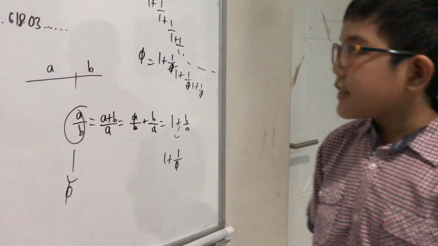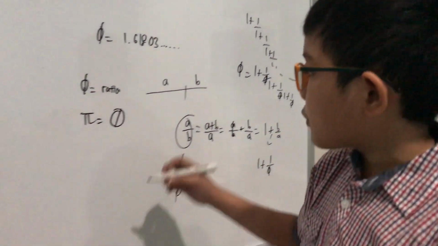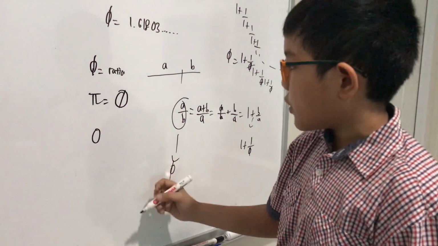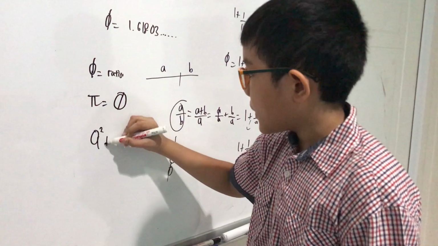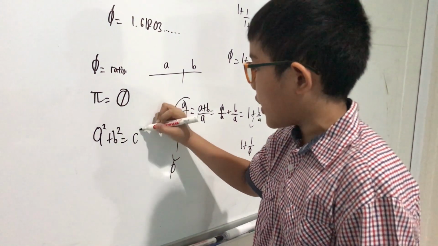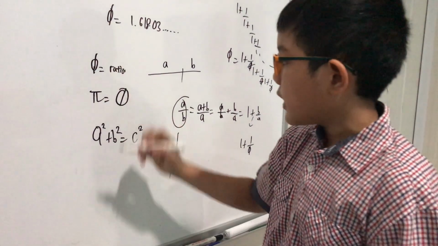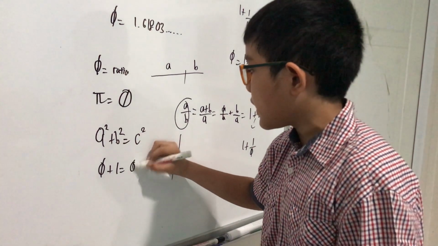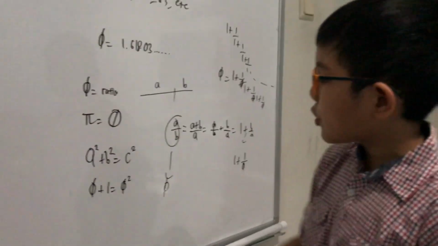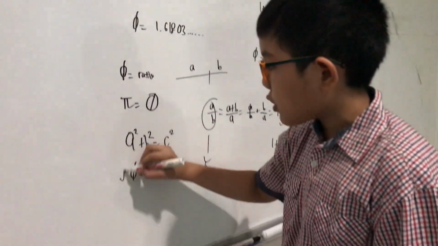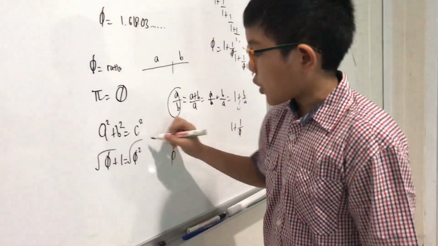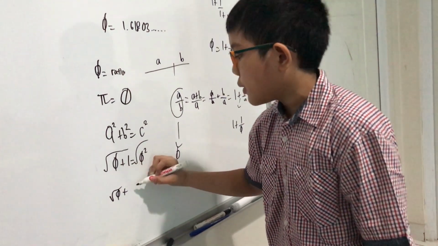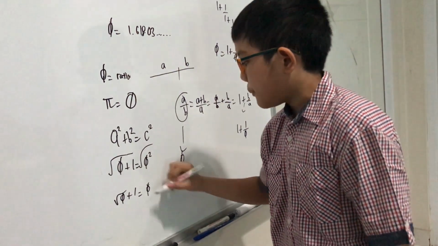And now, let's see the second unique thing about phi. You can put phi as a Pythagorean theorem in which a squared plus b squared is equal to c squared. But if you're dealing with phi, it's going to be phi plus 1 is equal to phi squared. And let's root this up. So the square root of phi plus 1 is the square root of phi squared. So the square root of phi plus 1 is equal to phi.